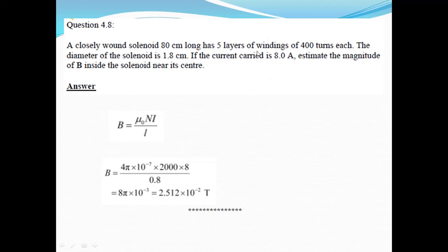So we have 5 layers with 400 turns each. So the total number of turns will be 5 into 400, that is 2000. So capital N will be 2000. And these 2000 turns exist in an 80 centimeter long wire. So the length of the solenoid is 80 centimeter. So the number of turns per unit length will be 2000 by 0.8. And therefore, you can do the calculation, rest of the substitutions, and you get your answer to be 2.512 into 10 to the power minus 2 Tesla.